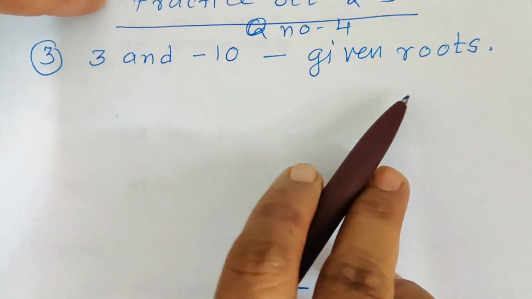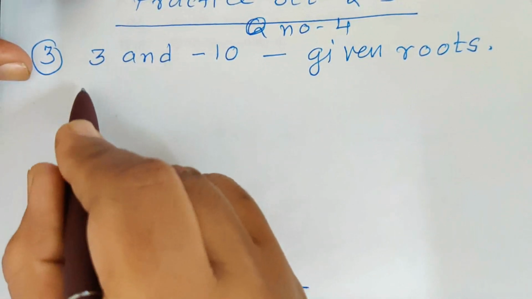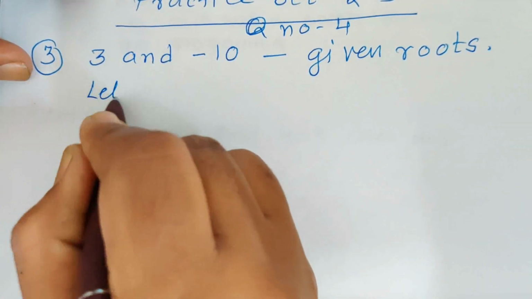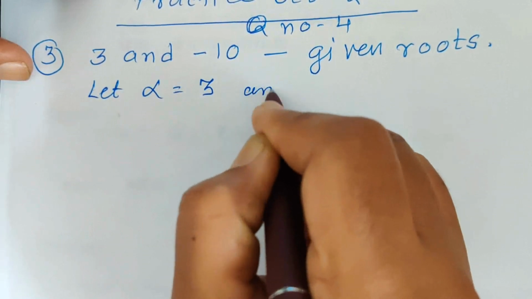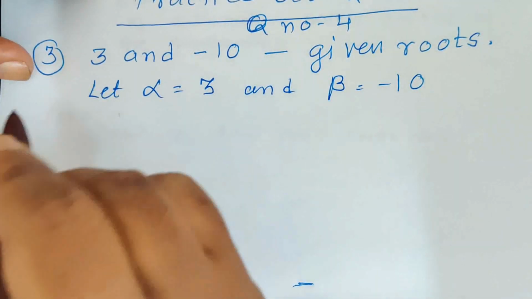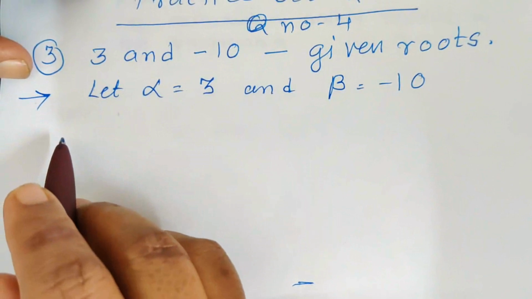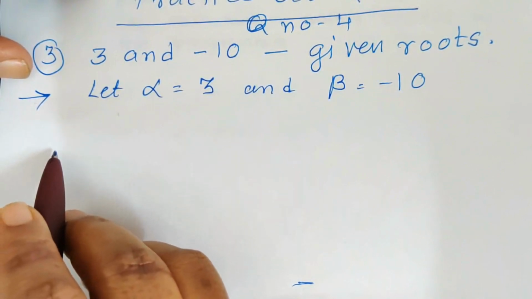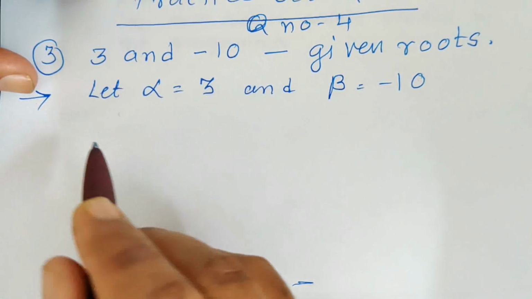So here the 2 roots are given. Let us consider one root as alpha and the second root as beta. So let alpha equal 3 and beta equal minus 10. And then we know the relation between the 2 roots and the coefficients, so we will take the help of that.